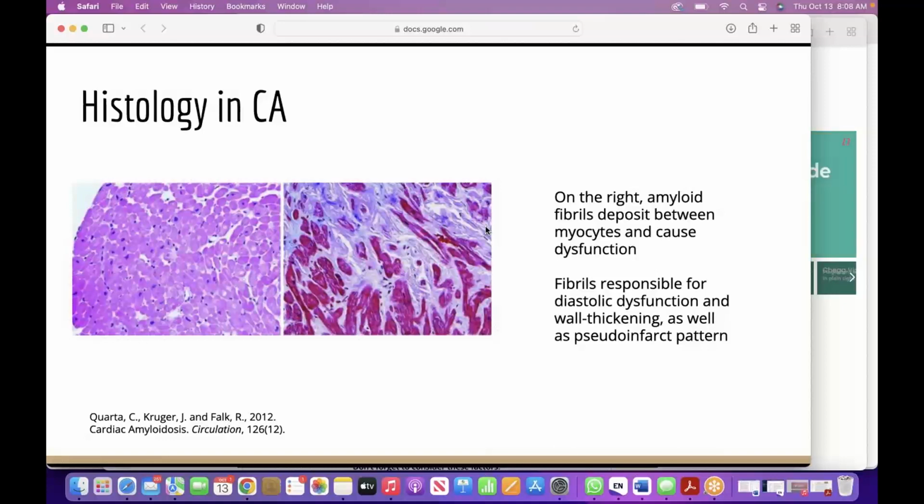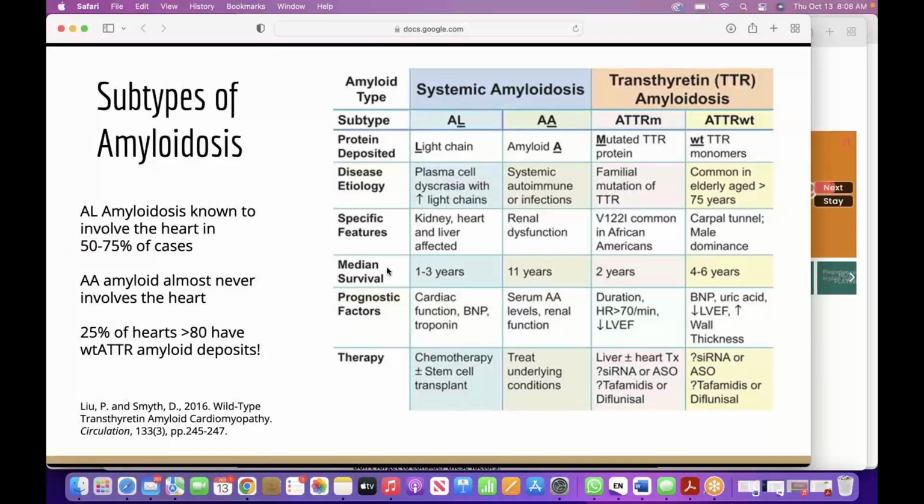Histologically speaking, on the left we have a slice of normal myocardium. You can see that the interstitium is not abnormally expanded. On the right with a Congo red stain, there is a kind of chaotic distribution of amyloid fibril deposition between myocytes that's responsible for the wall thickening, diastolic dysfunction seen in this disease, as well as the pseudo-infarct pattern.